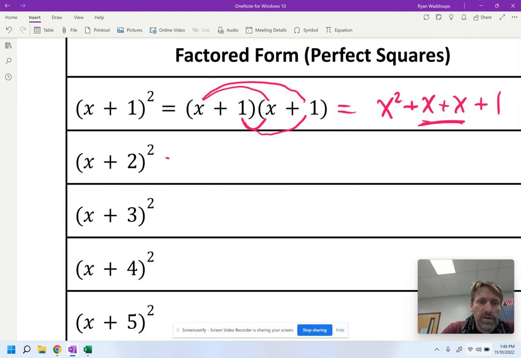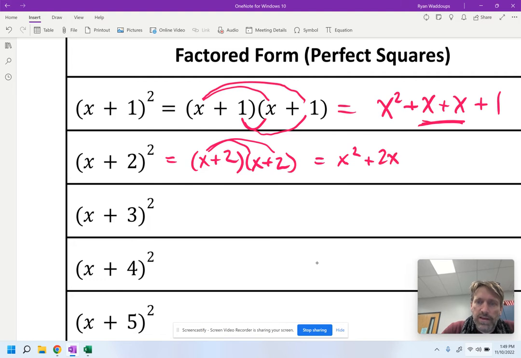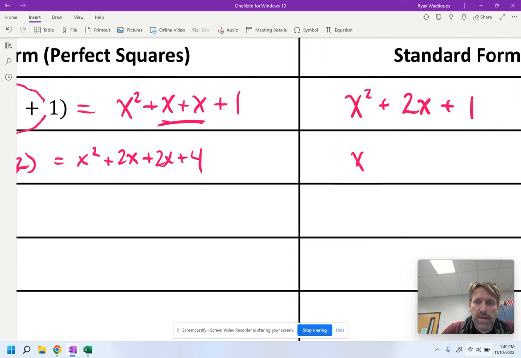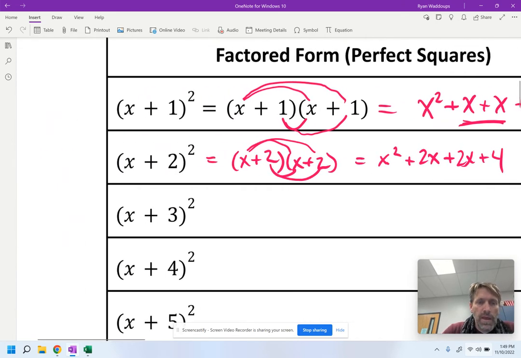So look at the next one, x plus 2 squared. And that's x plus 2 times x plus 2. And x times x is x squared. And x times 2 is 2x. And 2 times x is 2x. And 2 times 2 is 4. When I combine like terms, I get x squared plus 2x plus 2x is 4x plus 4.